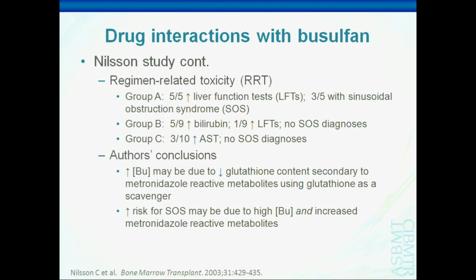So these authors concluded that an increase in busulfan concentration may be due to decreased glutathione content, secondary to metronidazole reactive metabolite using glutathione as a scavenger. Additionally, the risk of sinusoidal obstructive syndrome may be due to high bu and increased metronidazole reactive metabolites.